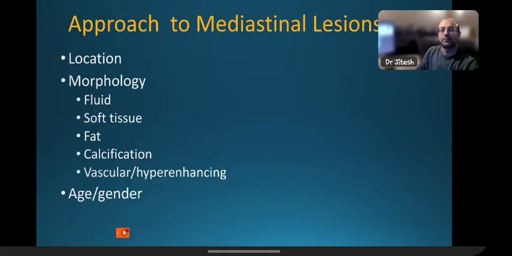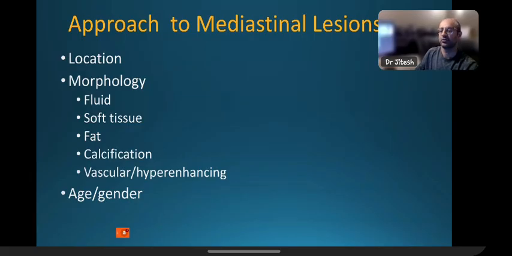So now let's proceed to how to approach these masses. The first step, as we all know, is the localization. Based on the localization, where the mass is located, we can generate a meaningful differential diagnosis. Once we localize the mass, the next step is to identify or characterize these lesions.